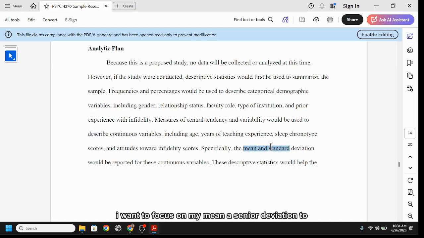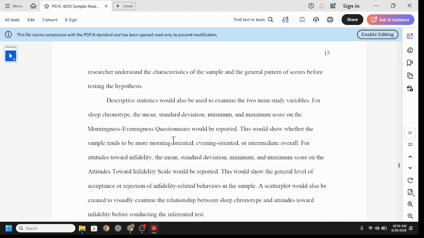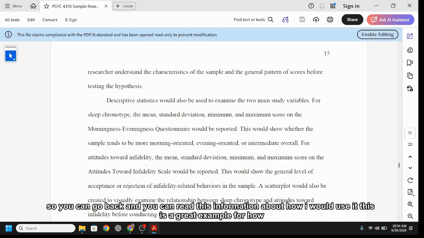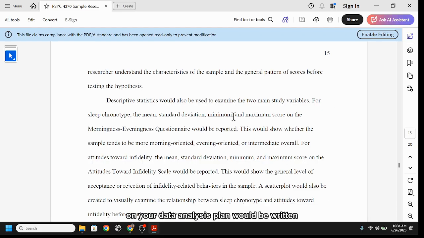I want to focus on my mean and standard deviation too, because those things help me find any general pattern of scores before I start with my hypothesis testing. So you can go back and you can read this information about how I would use it. This is a great example for how your data analysis plan would be written.